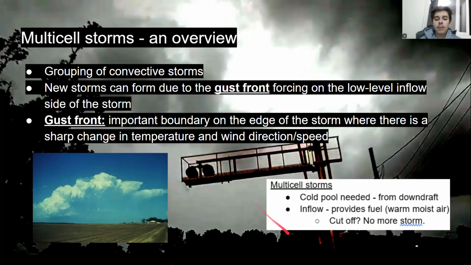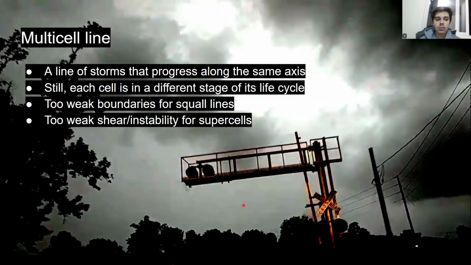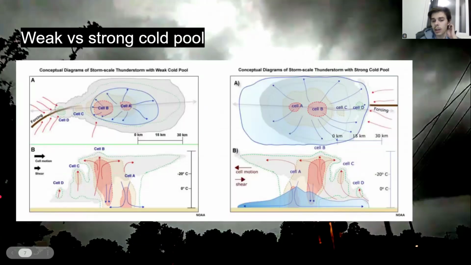Now, there is inflow and outflow for the storm, and the inflow provides fuel, which is warm, moist air. It can get cut off by the outflow sometimes, and then the storm will die. Sometimes that can happen from a cold pool being too strong. I'm going to go to this slide just for a second to see that. So you can have a weak or a strong cold pool, and you can see that the difference between these two images is the way that the storm is organized.